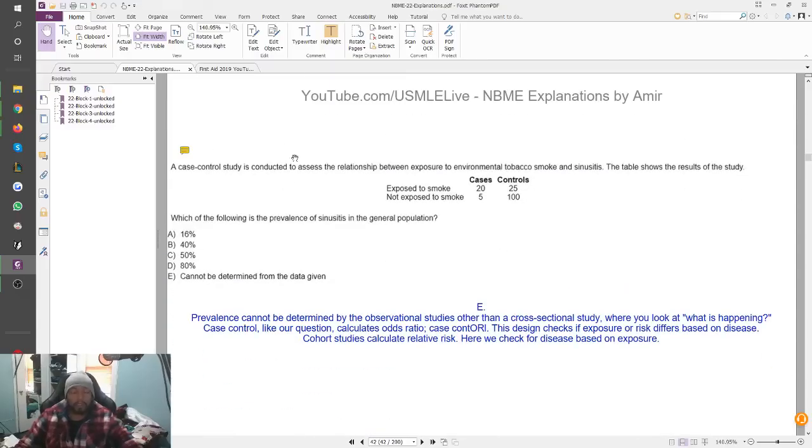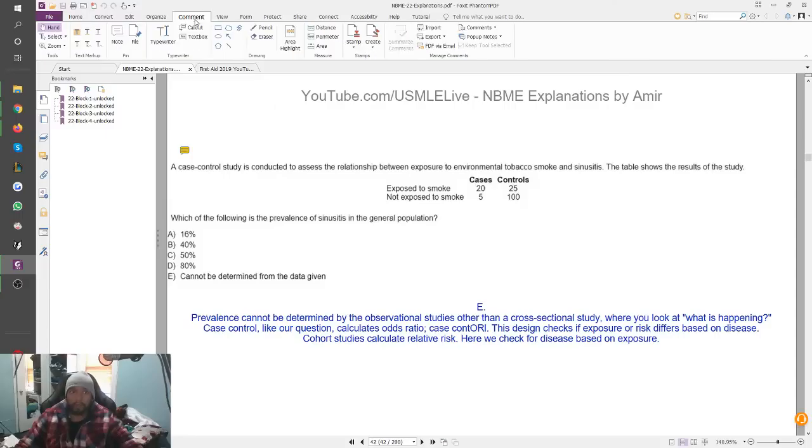This one: a case control study conducted to assess the relationship between exposure to environmental tobacco smoke and sinusitis. The table shows the results of the study. So you have cases, exposure, controls, no exposure. Okay, so it's in the correct format. Remember that the correct format, you always want to have your boxes. Oh, this is yellow. Why is it yellow?